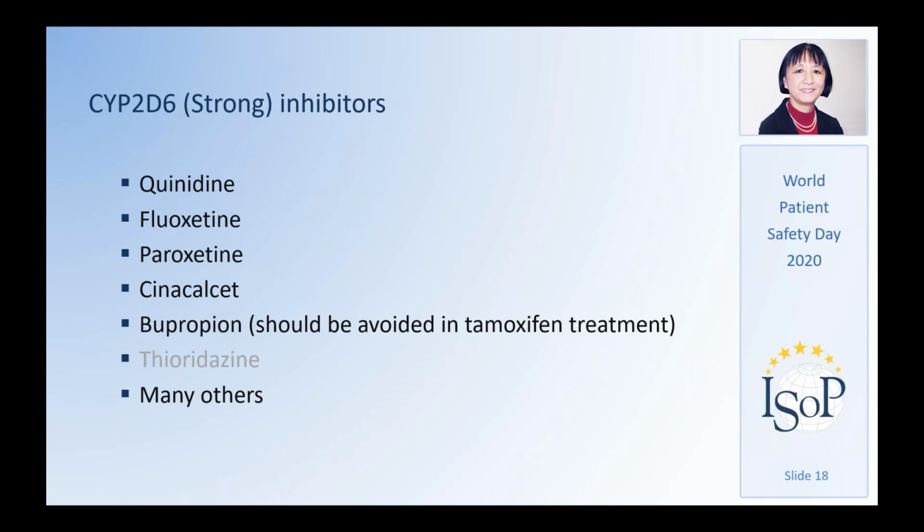cinacalcet, bupropion. All of these should be avoided if you take tamoxifen for the treatment of a patient with breast cancer, because tamoxifen is activated by 2D6 to form the active metabolite. If the enzyme is inhibited, we will not have a sufficient level of the active metabolite. The consequence will be the failure of tamoxifen treatment for this very serious indication, breast cancer.